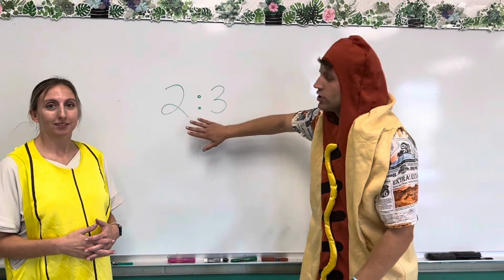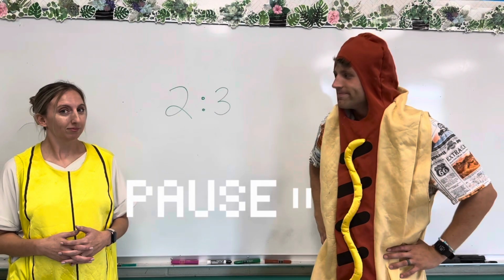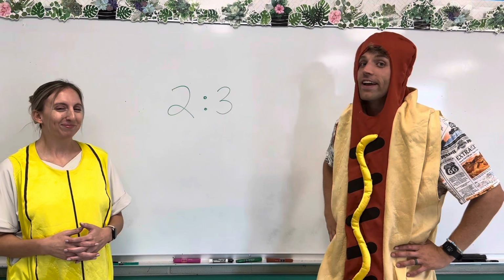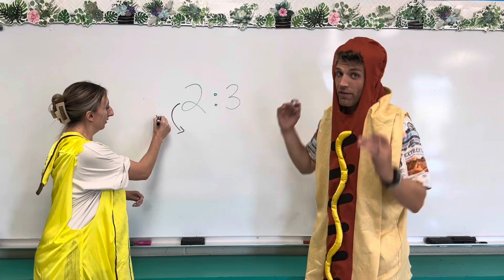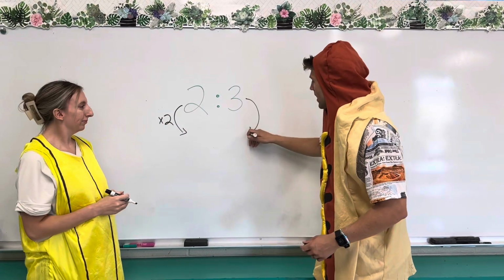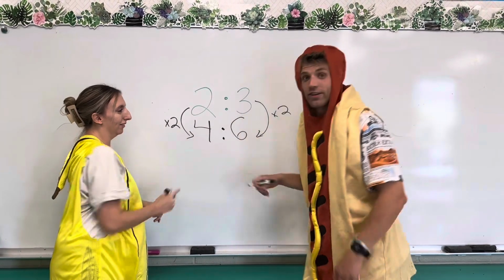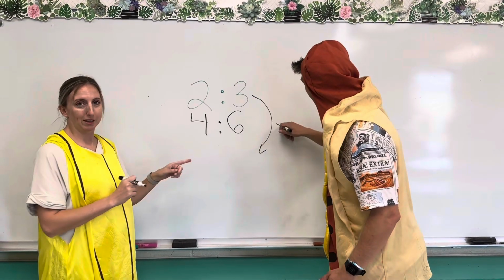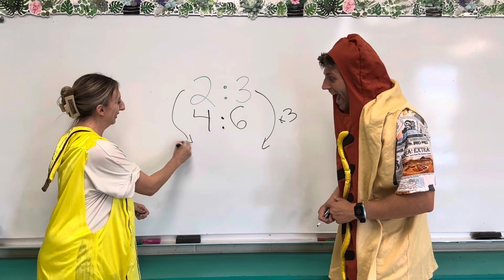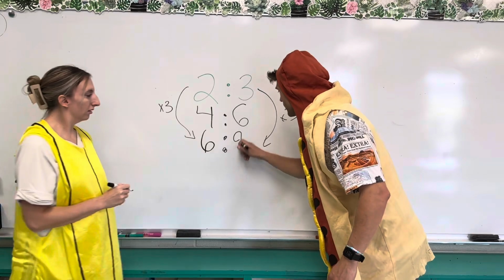Well, can you make 2 equivalent ratios to 2-to-3? And we're back! So I could multiply my buns by 2. But whatever I do to one side, I have to do to the other side. So this gives us a 4-to-6 ratio. But we could also multiply each side by 3. And what we do to one side, we do to the other. So this gives us a 6-to-9 ratio. Now you can keep everything equivalent.